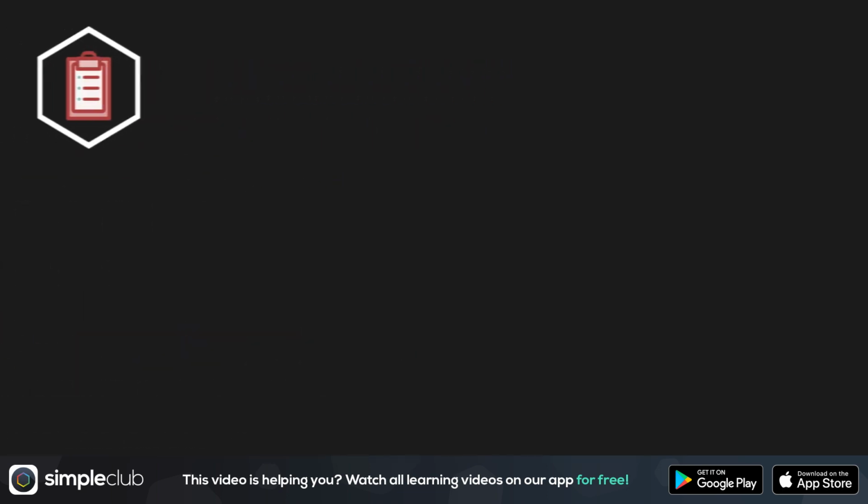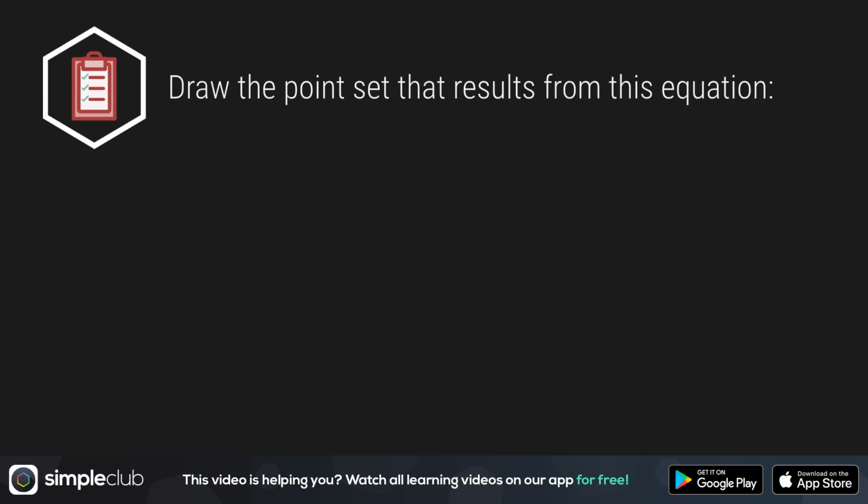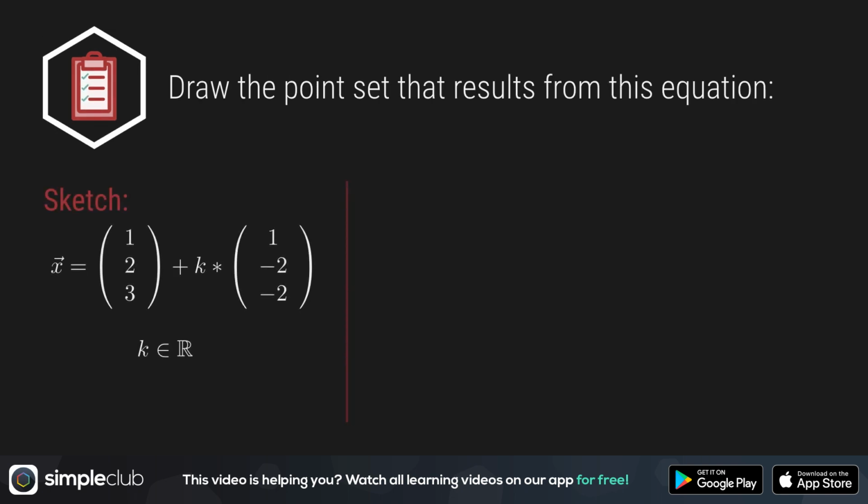Jace has a math problem. He should draw the point set that is delivered by the equation (1, 2, 3) plus k times (1, -2, -2). Just in case you're completely lost, what is a point set? It just means a straight line, because a straight line has an endless number of points, and every point on the line satisfies the equation.